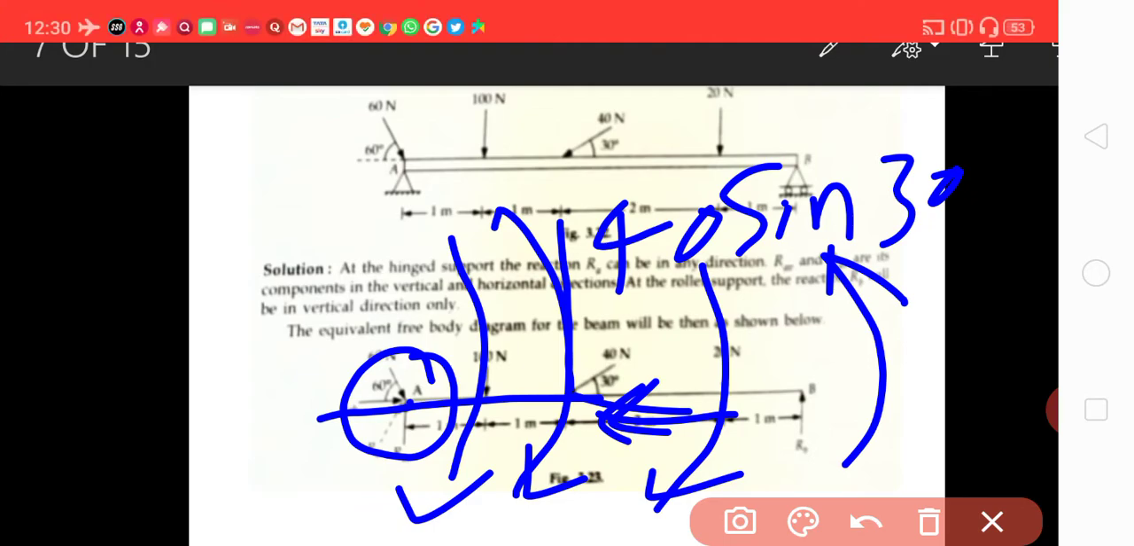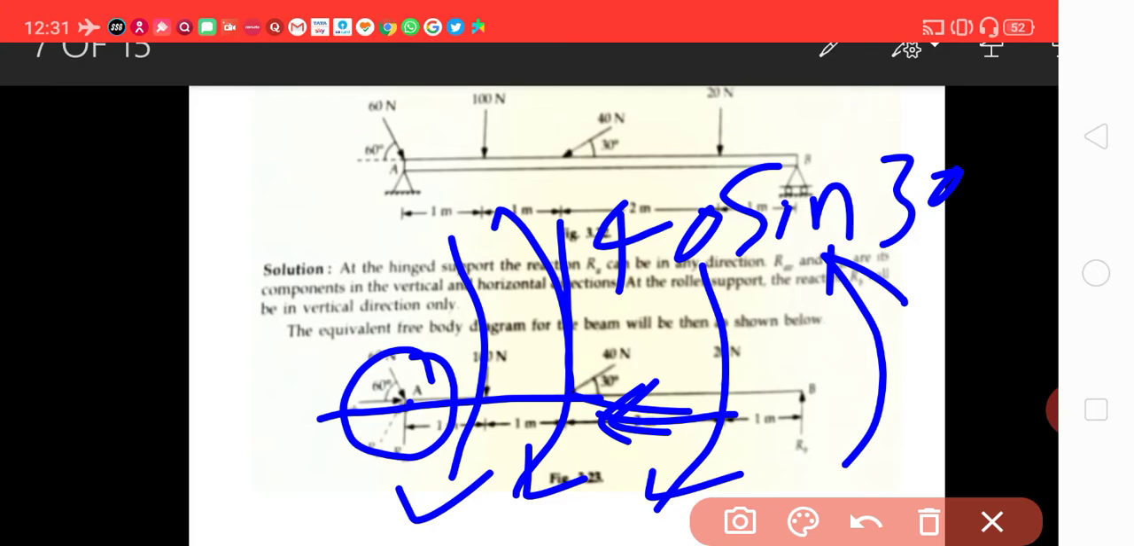This beam is kept on the ground. It is not moving anywhere. It means this beam is in the condition of static equilibrium under the action of these forces: the reactions at A, reaction at B, and the forces acting at A and B, that is 200 Newton, 400 Newton, 40 Newton, 20 Newton.